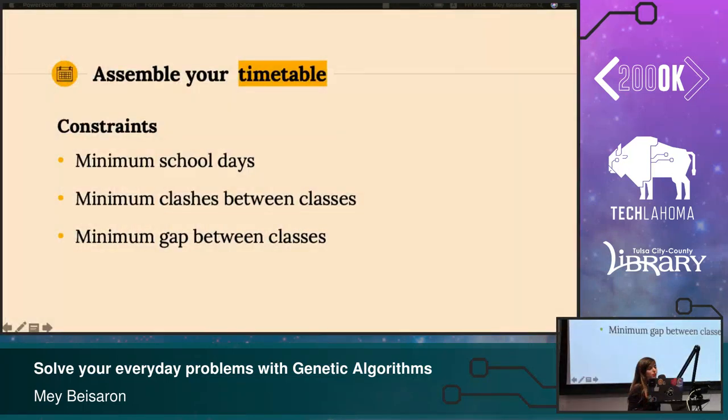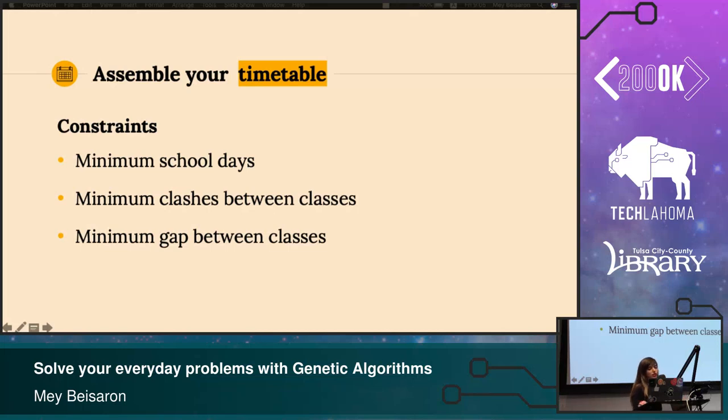So when I choose the classes, I want to consider my own constraints. My constraints were: I want to have minimum days in school because I don't want to be there if I don't have to. I want to have minimum clashes between classes. You know, I can't be in 2 different places at the same time. And I want to have minimum gap between classes because I don't want to wait more than 1 hour for a class.